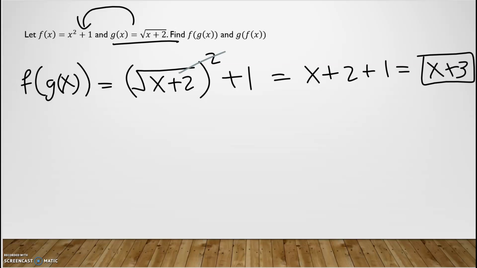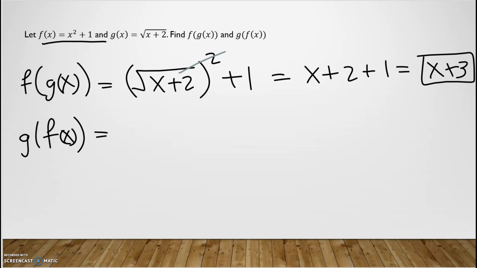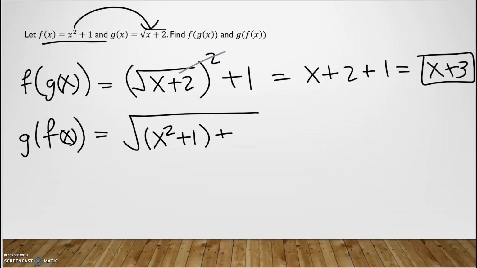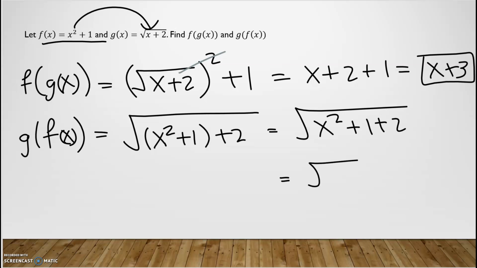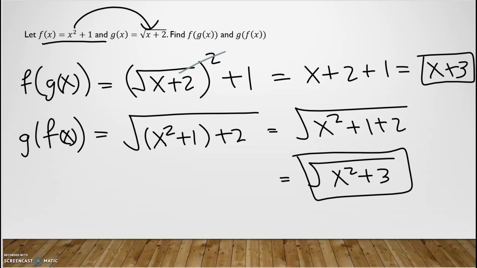And then we're going to find g of f of x. So now what I'm going to do is I'm switching it. I'm going to take f, and wherever I see an x within g, I'm going to put my function in there. So we're going to have the square root of not x plus 2, but x squared plus 1 plus 2. So this is going to be x squared plus 1 plus 2. So that would be x squared plus 3. And that will be g of f of x.